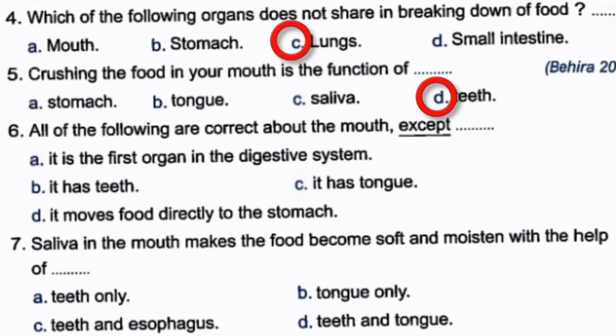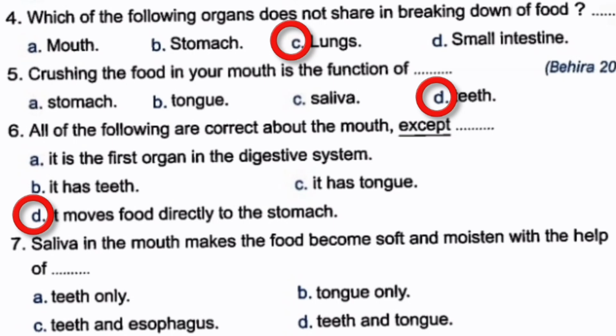Number 6. All of the following are correct about the mouth except. So all of these answers are correct about the mouth except one answer is wrong. It's the first organ in the digestive system. It has teeth. It has tongue. It moves food directly to the stomach. So the wrong information is it moves food directly to the stomach. So we will choose letter D.